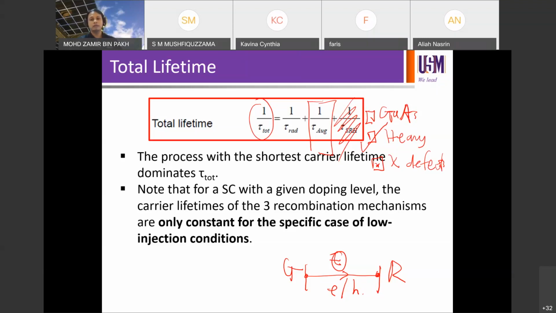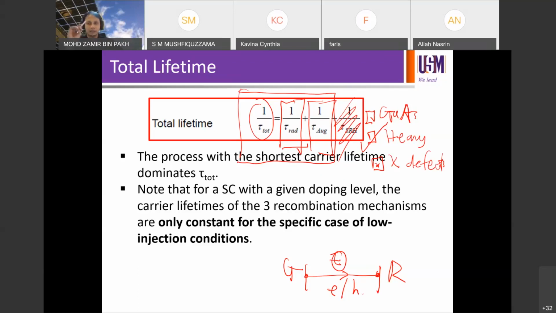So in this case, if the question says you have gallium arsenide, heavily doped, no defects, your total lifetime is going to be dominated by 1 over tau rad plus 1 over tau Auger only. There's no defects component in the equation, so you can just omit the 1 over tau SRH because of the absence of defects. So let's move on to the second example.